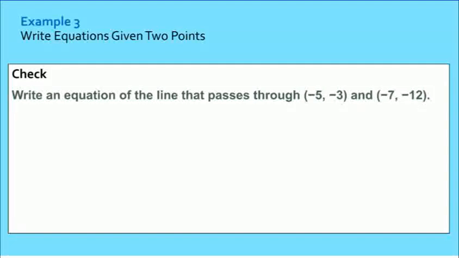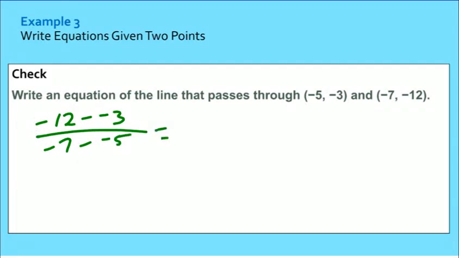Negative 12. I'm going to do negative 12 minus negative 3, divide that by negative 7 minus a negative 5. We end up with negative 9 over a negative 2, to give us a slope of 9/2. Choose the points. I'm just going to choose negative 7 and negative 12.